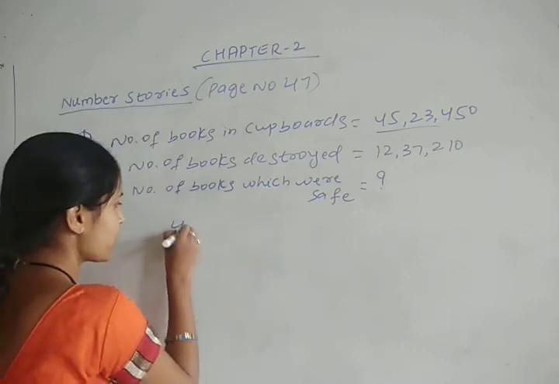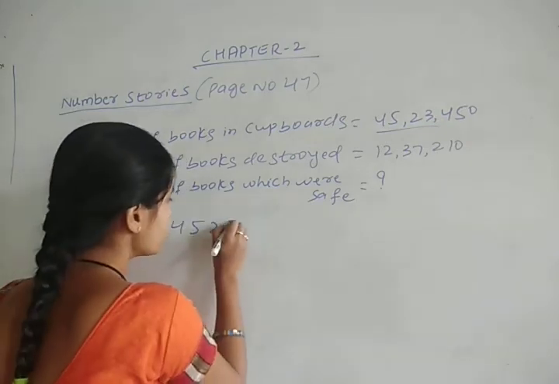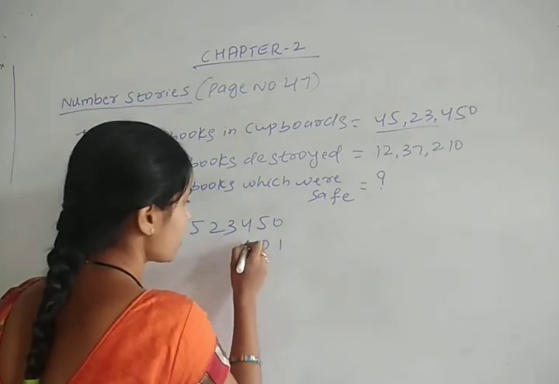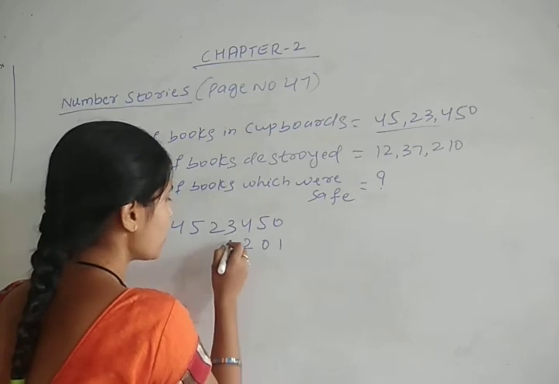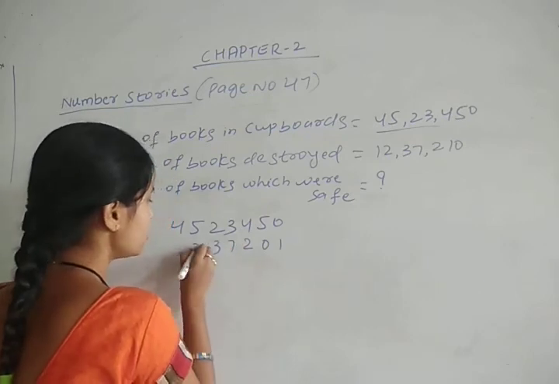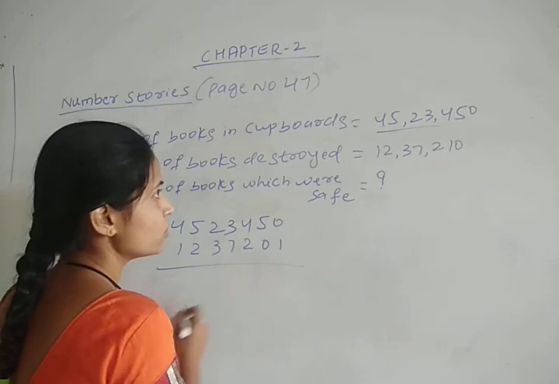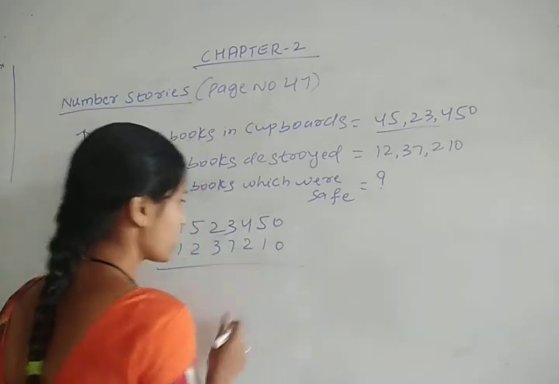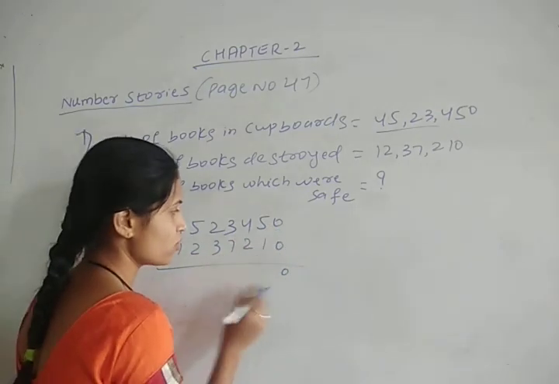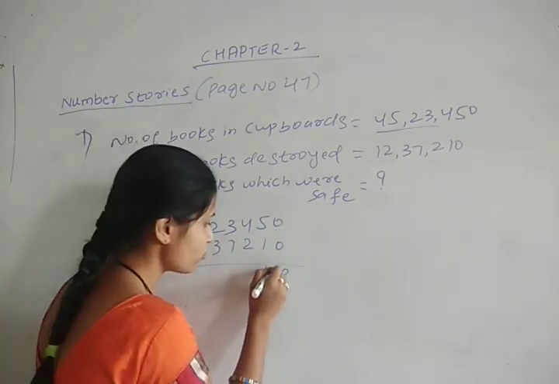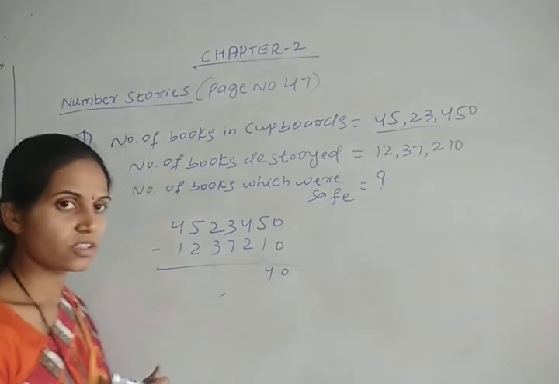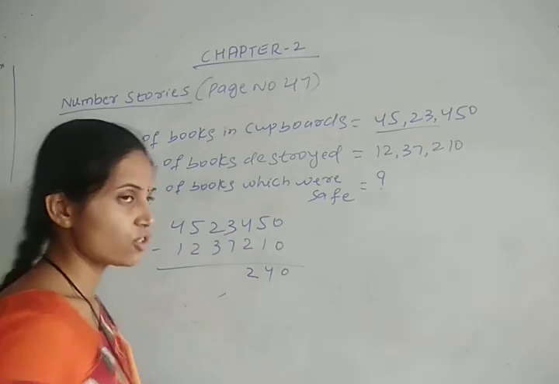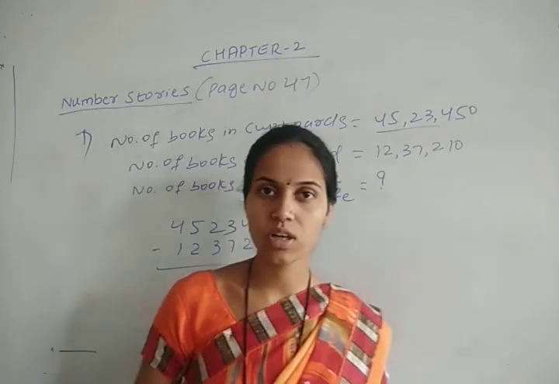Okay, now let us subtract 12,37,210 from 45,23,450. Now 0 minus 0 is 0. Only 5 minus 1 is 4. 4 minus 2 is how much? It is 2. Okay. Now 3 minus 7, it is not possible because 3 is smaller than 7.